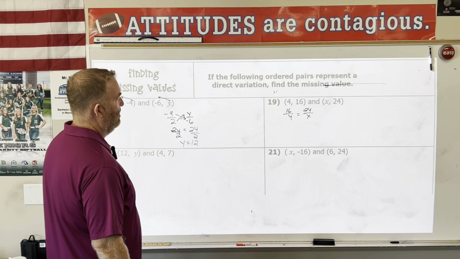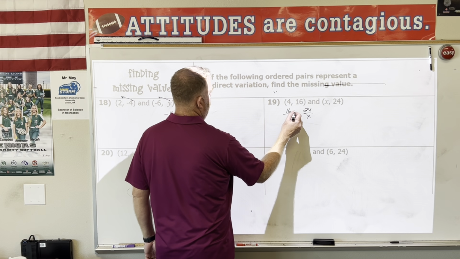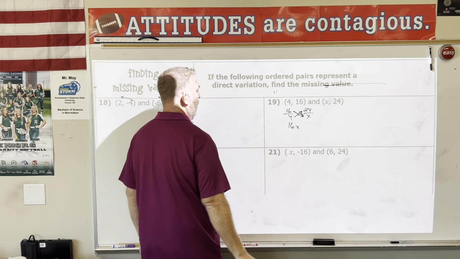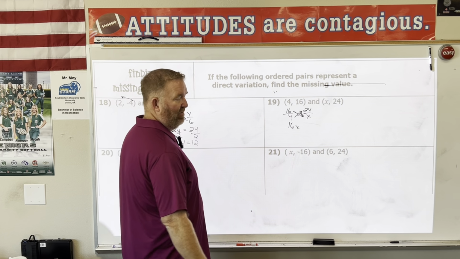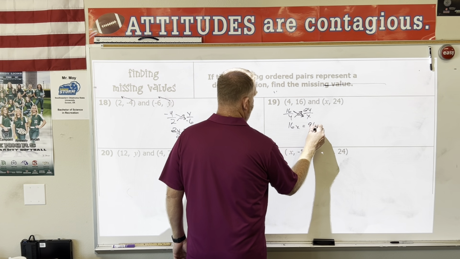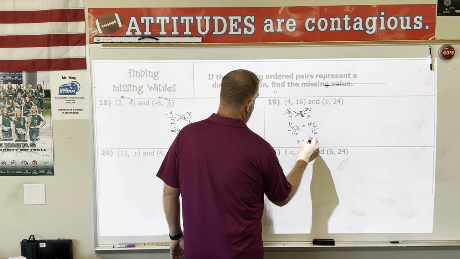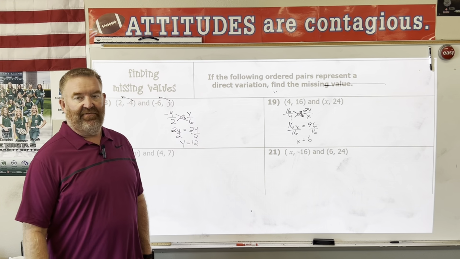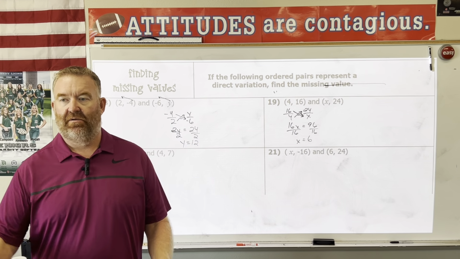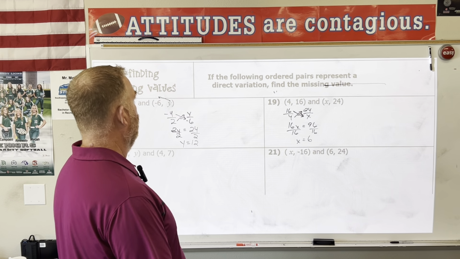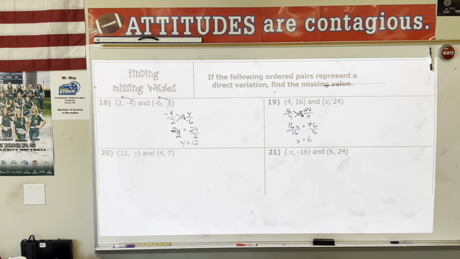All right. What is 16 times x? 16x. What is 4 times 24? You should have done that in your calculator. 96. And then you divide by 16. Yes? What does x equal? Done. If you graph those 2 points, the 2 points will cross at the origin. Okay.